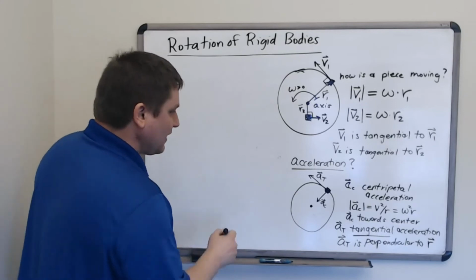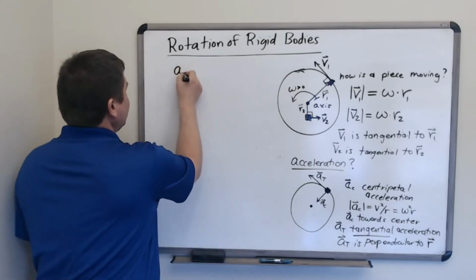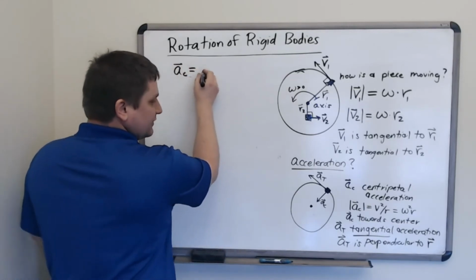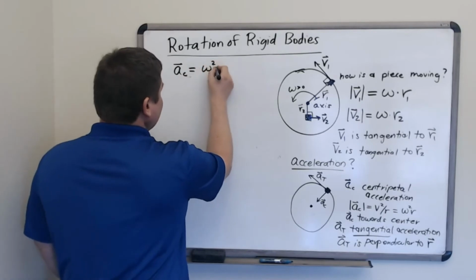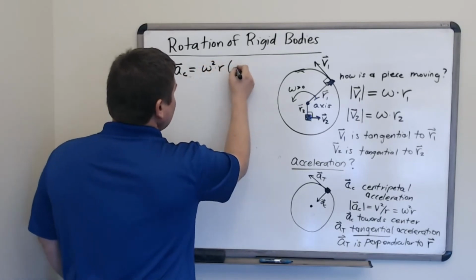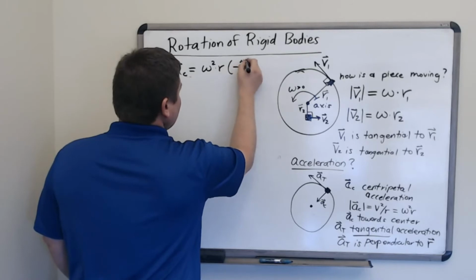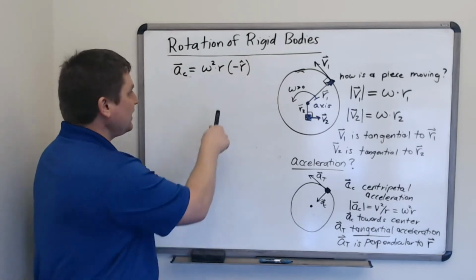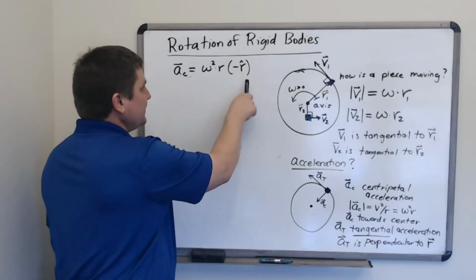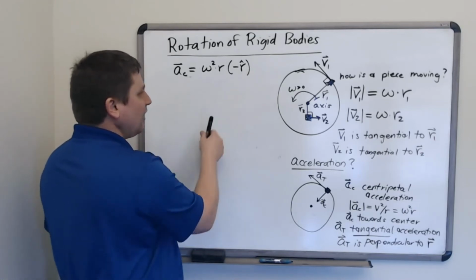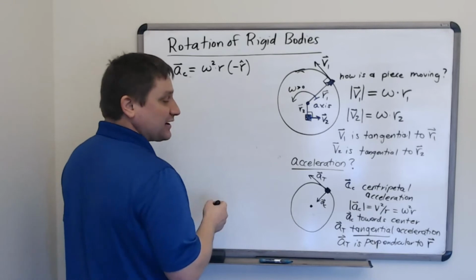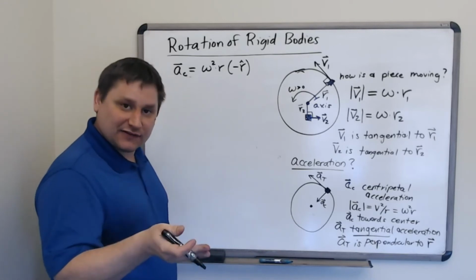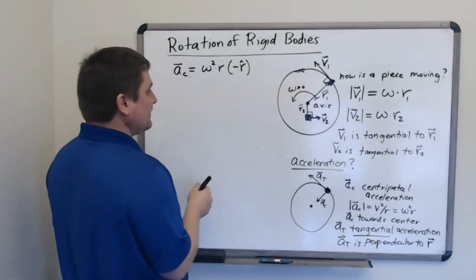So let's write these out up here. We have a_c equal to omega squared times r, and that points towards the center of the circle, so we use a directional unit vector of minus r hat. That's a vector of length 1, so it just gives us a direction that points towards the center of the circle.